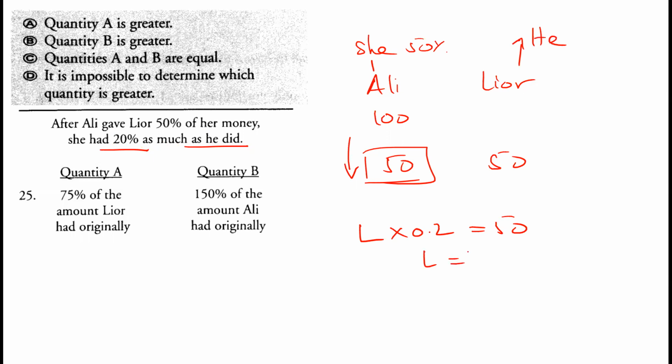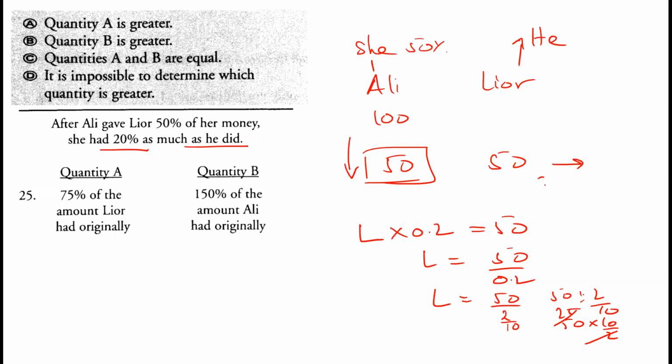So the amount of money Lior has now is 50 divided by 0.2. Now 50 divided by 0.2 is 250. We can write this as 50 divided by 2 over 10, or 50 into 10 over 2. So 25 multiplied by 10 is 250. So Lior now has 250.